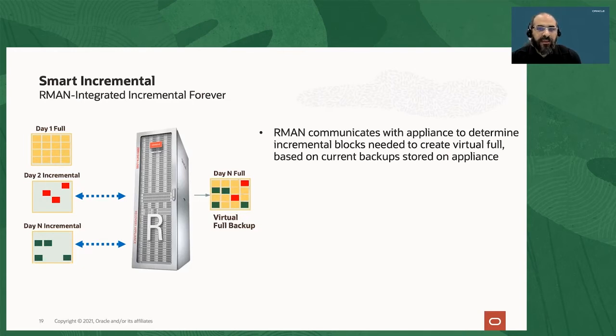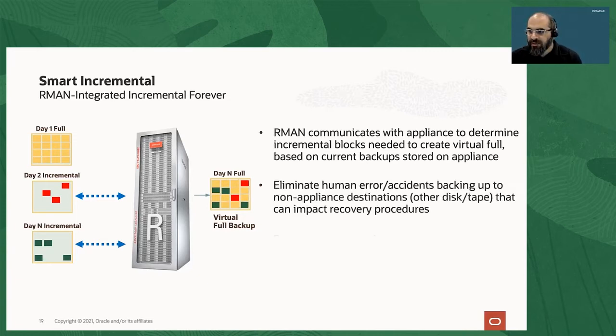Now, if for any reason the ZDLRA determines that it needs to ask for additional blocks, like a full backup of a given data file, it will instruct RMAN, which will take it from the database side. That means you do not have to manually say back up the full database or a data file. You don't need to do that. The appliance will go back to RMAN and say, hey, fetch me this data file, I want to take a full backup for it. Why is this important?